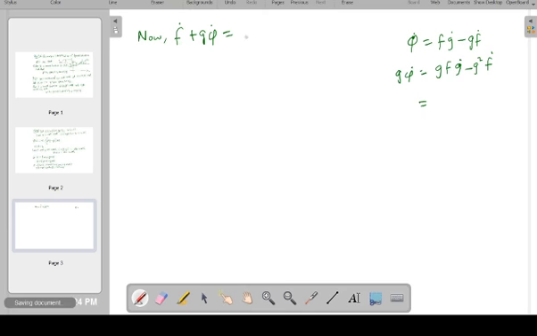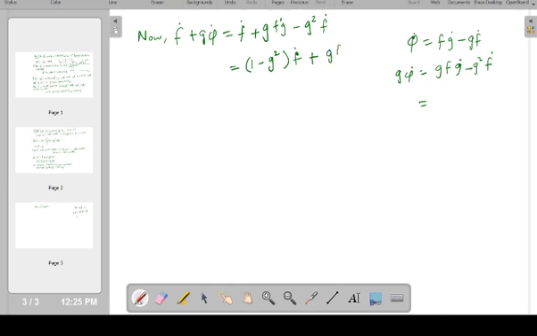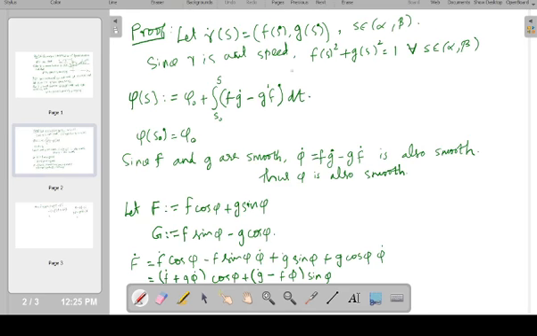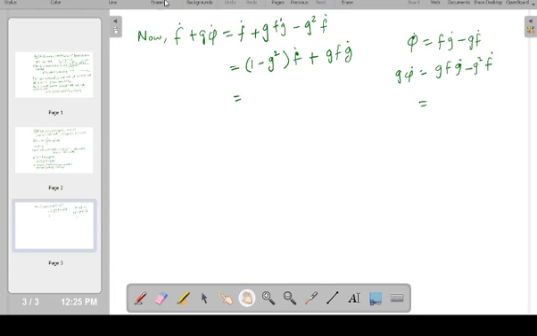So now let us compute f dot plus g phi dot, that is equal to f dot plus g f g dot minus g square f dot, which is equal to, from the first and last terms, 1 minus g square into f dot plus g f g dot. But what is 1 minus g square? From this equation, 1 minus g square is f square. So f square f dot plus f g g dot.